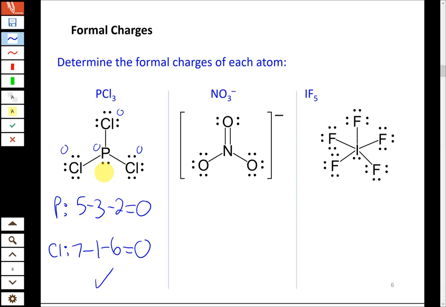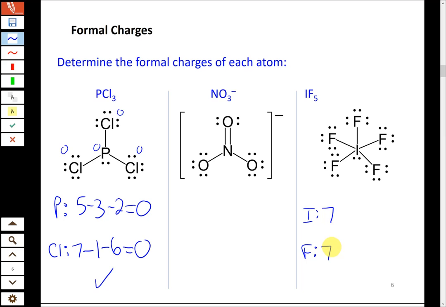And then for IF5, we'll do this one next because it's also the slightly less complicated one. So for IF5, again, we have 2 different atoms in the structure, iodine and fluorine. We have 5 fluorines, but each of them is identical. If you look again, they all have a single bond and 3 lone pairs. So all the fluorines are identical, and then we have the central iodine that we have to calculate as well. So I and F are both group 7 elements. They're both in the halogen series, so they're going to bring in 7 valence electrons each.